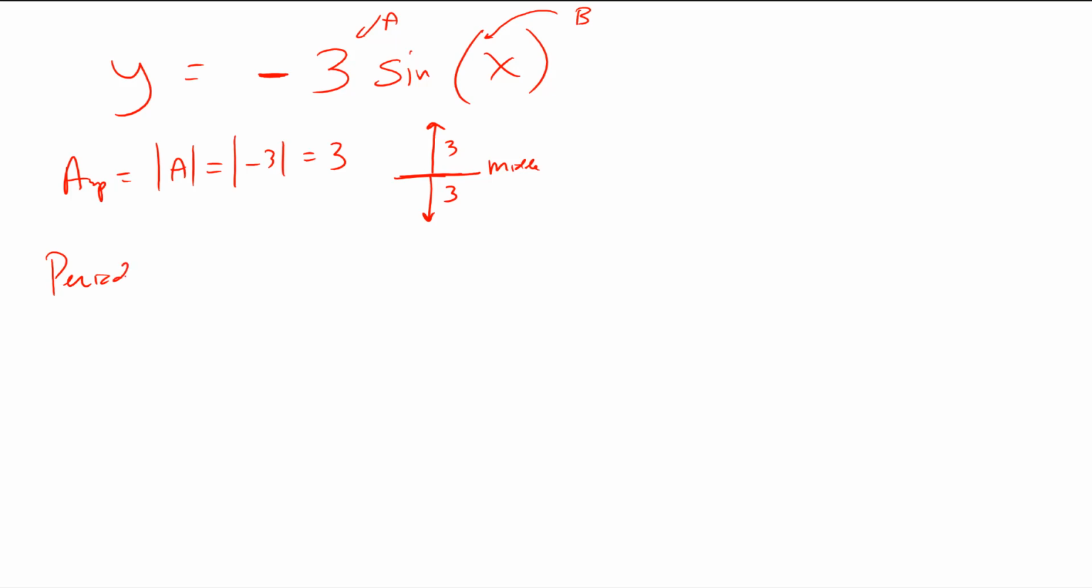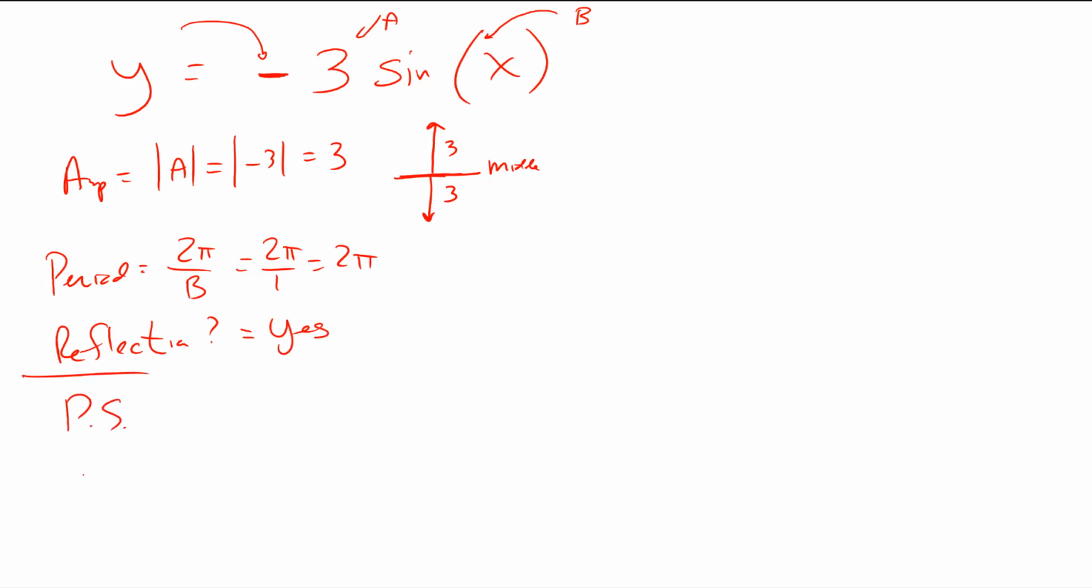Period, again, is 2 pi divided by b. In this case, it's 2 pi divided by 1. No change to my period. Good. And now, do we have a reflection? Okay, reflection, yes we do. That guy is a negative. I'm not going to talk about phase shift. I'm not going to talk about vertical shift. That's later on in the chapter. But you do have to get those in your mind as well.